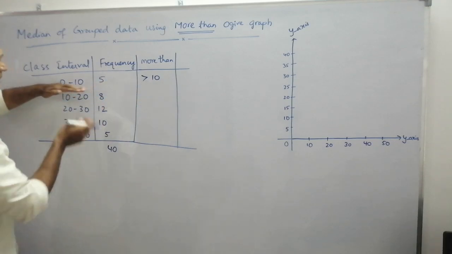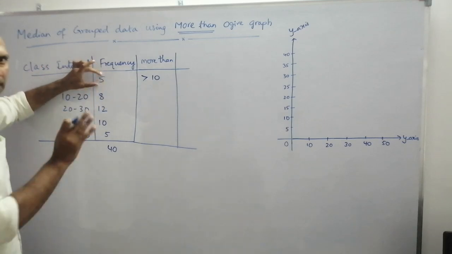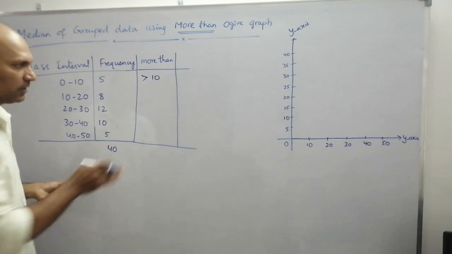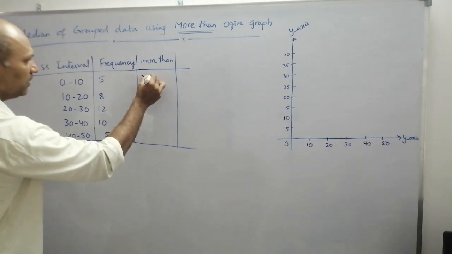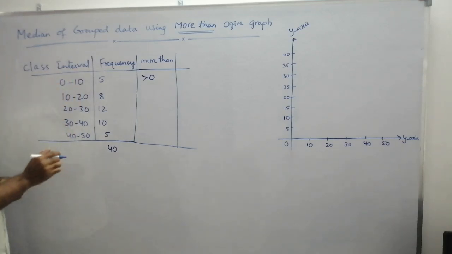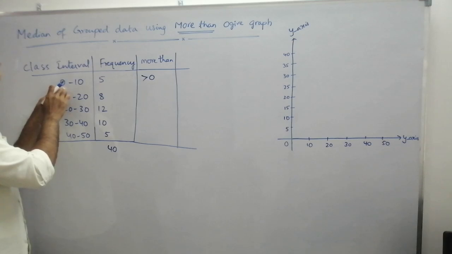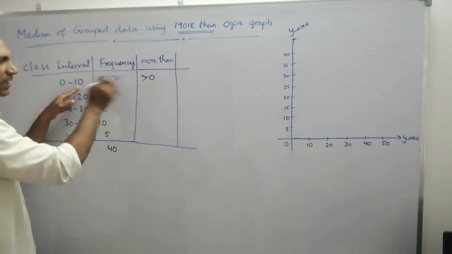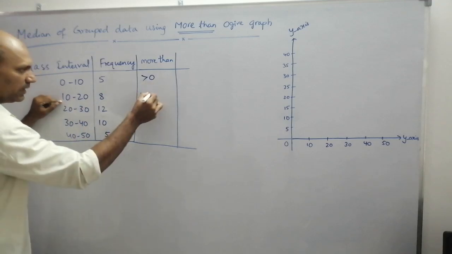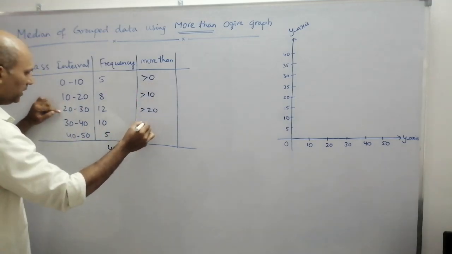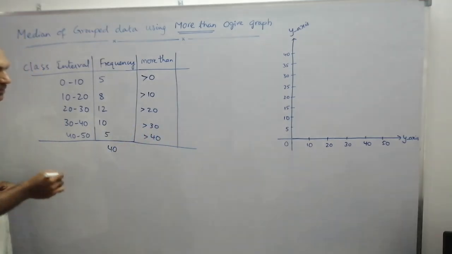Because more than 10 means these are the students who got 0 to 10 marks. So these 5 students did not get more than 10. They got less than 10 marks, isn't it? So writing more than 10 will be a mistake. We need to write more than 0. Remember that: in more than, we will write lower limit. In less than, we will write upper limits. I hope this is clear. So more than 0, more than 10, more than 20, more than 30, more than 40.